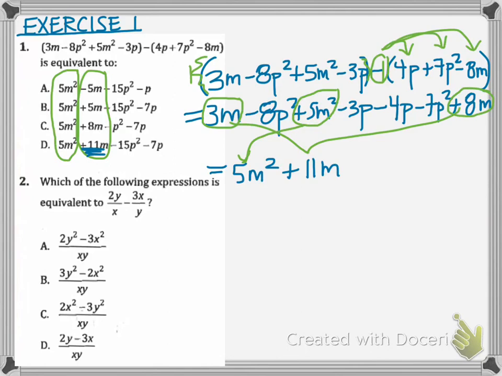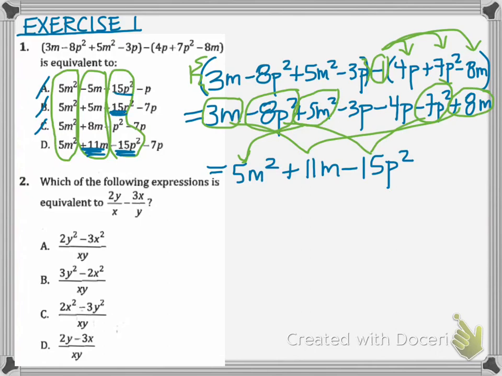If I look at my answer choices, I've kind of narrowed it down to this last one. That's the only one with 11m. But let's just keep going to make sure that we did it correctly. But we're thinking it's probably D. So now I'm going to look for my next term, which is going to be my p squared term. I've got a -8p squared and a -7p squared. Those are going to combine to make -15p squared. And yes, D still looks good. B and A both have that as well, but D is still looking good.